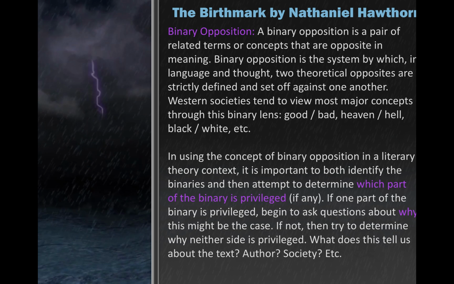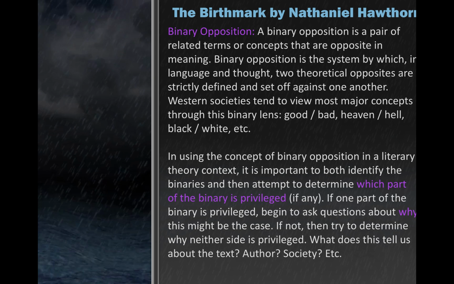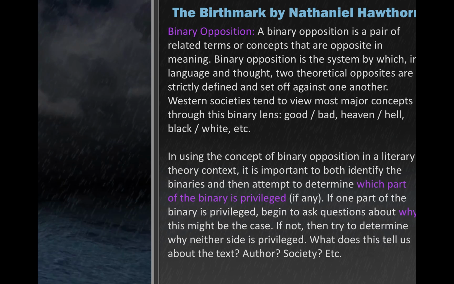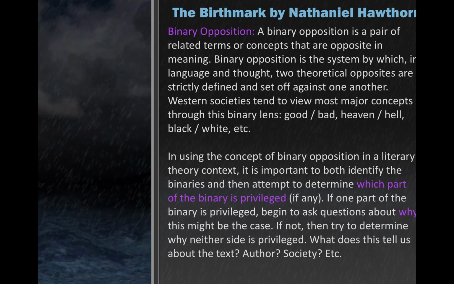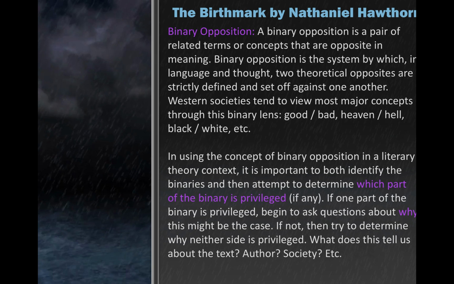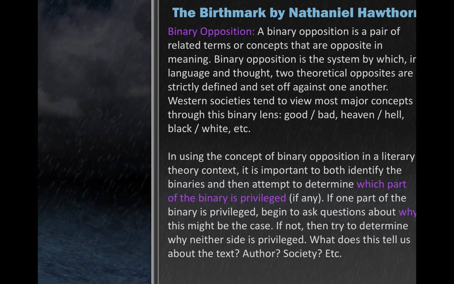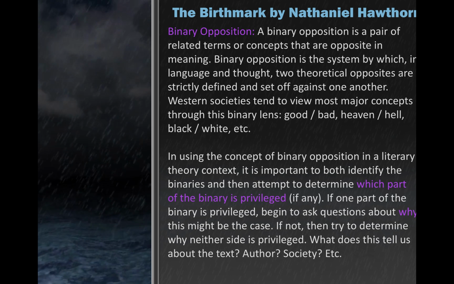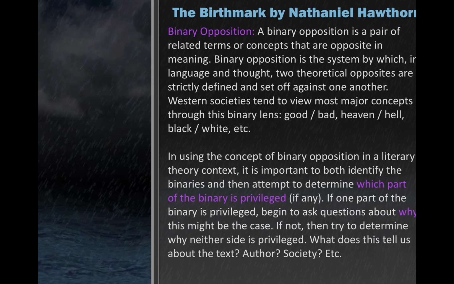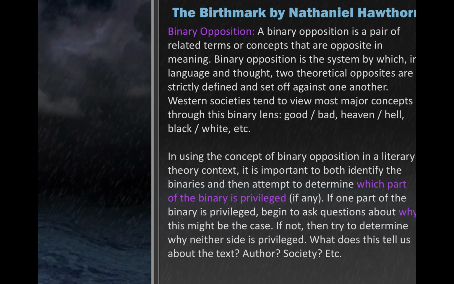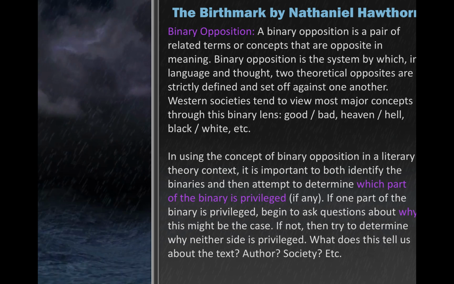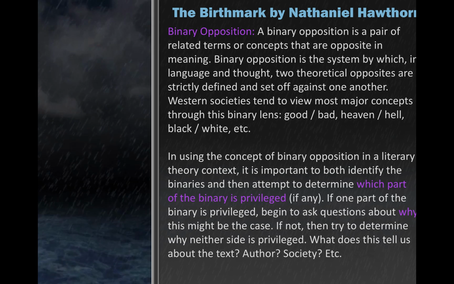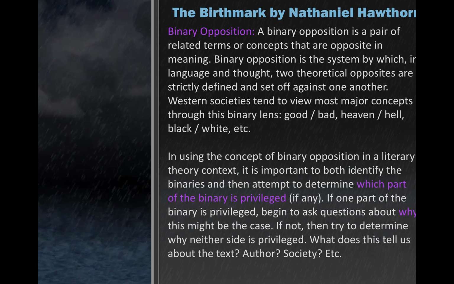And using the concept of binary opposition in literary theory, it is important to both identify the binaries and then attempt to determine which part of the binary is privileged. So if in a story you're looking at heaven and hell, and they make, like John Milton did, hell and Satan into this heroic great figure, well then hell and Satan are privileged in that text.